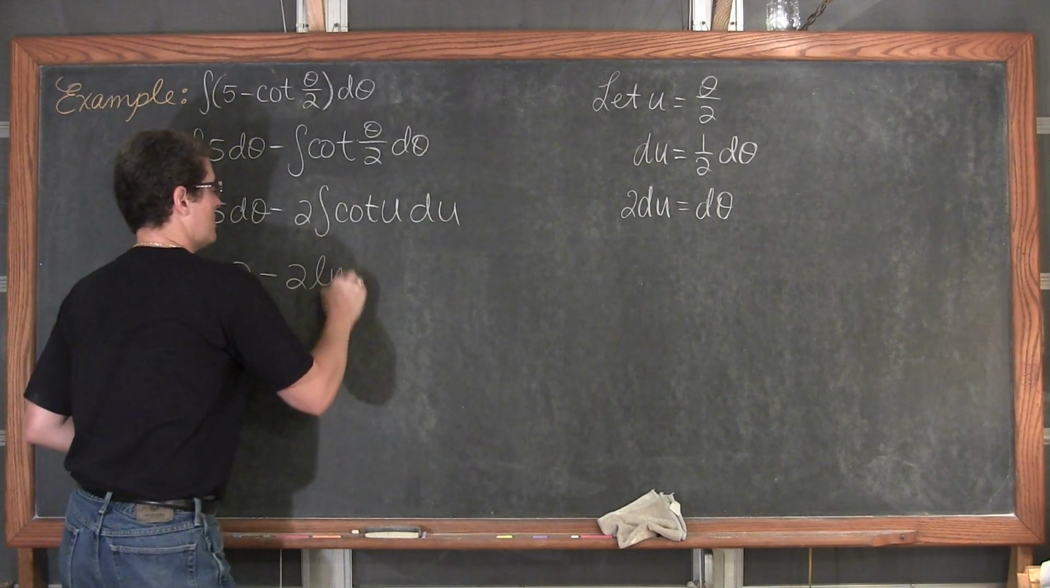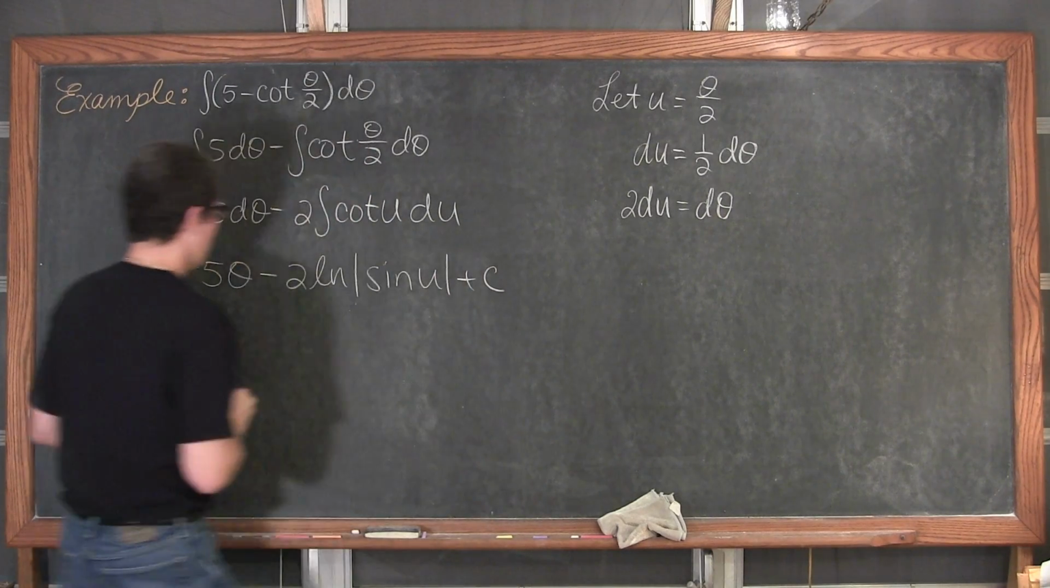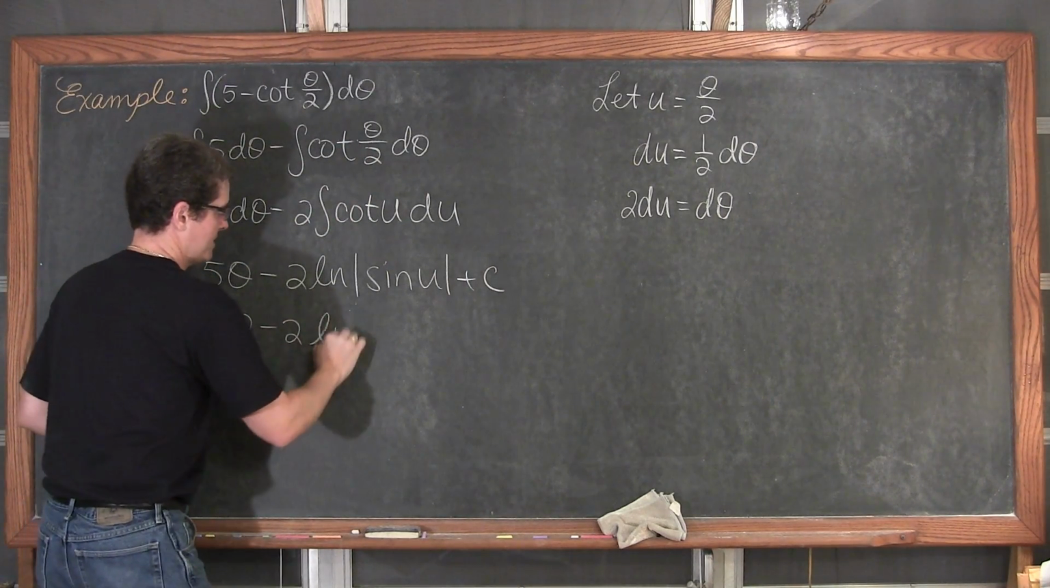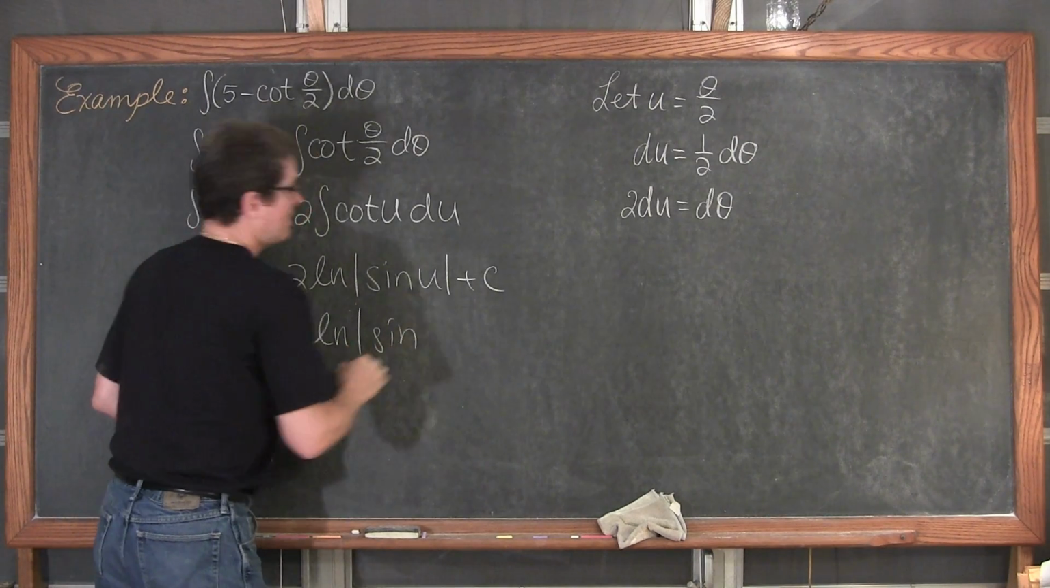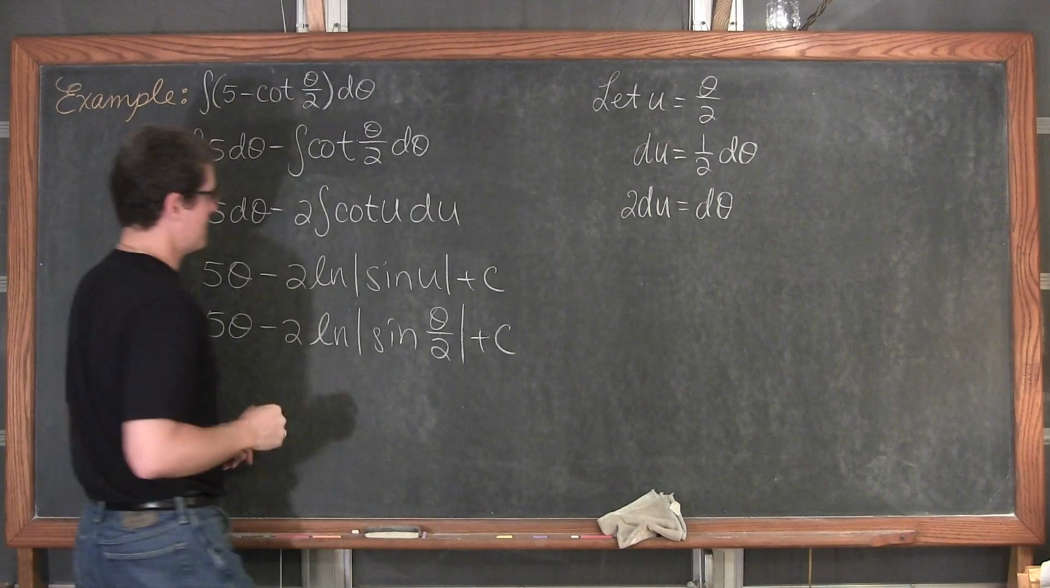is the natural log of the absolute value of the sine of u plus c. And that means we have as our final answer 5 theta minus 2 times the natural log of the sine of u, which is theta over 2, plus c.